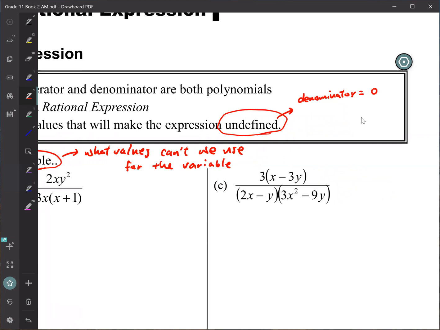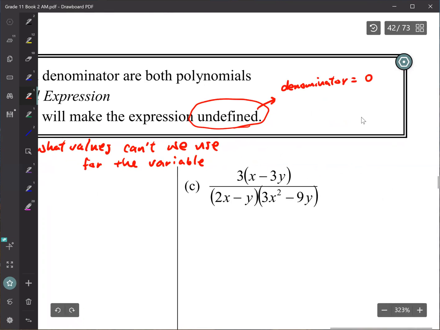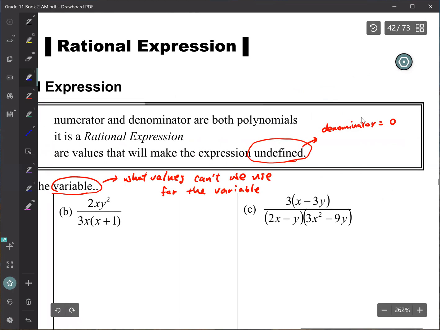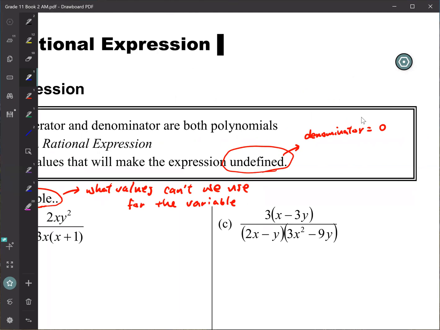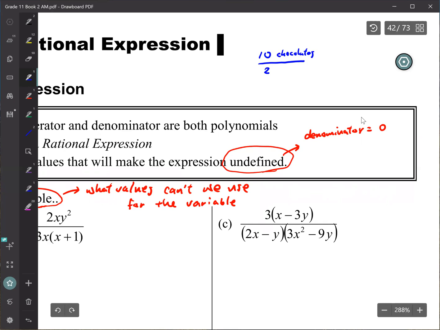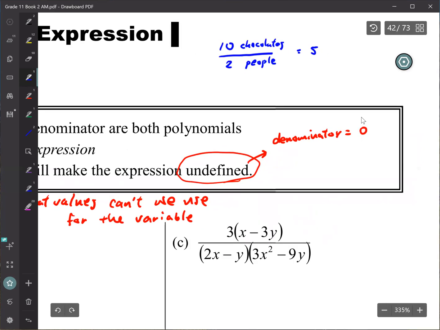You cannot divide by 0, and the reason why is that when you divide something, you are sharing. Let me make a quick example, because a lot of people just know you cannot divide by 0, but don't know why. So for example, we have 10 chocolates. You divide by 2 people. So you get 5. So 5 means you have 5 chocolates per person.